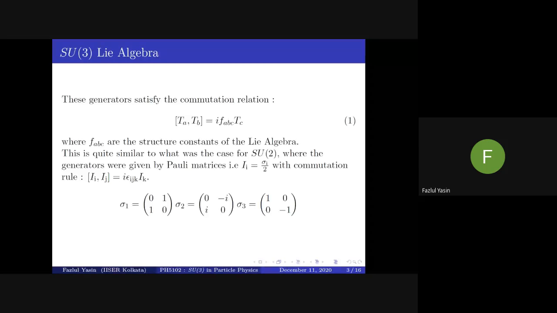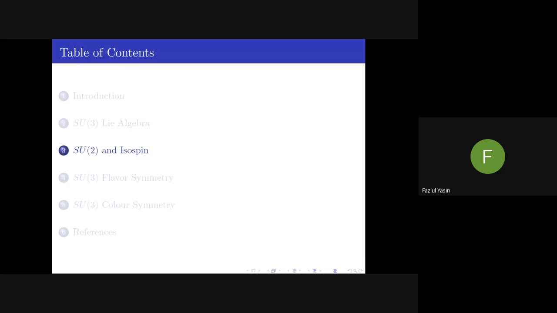So before I talk about how SU3 applies in particle physics, I want to talk about SU2. We have already seen how SU2 plays a role in spin states, and a similar symmetry exists in particle physics, which is known as isospin. So, what is isospin?